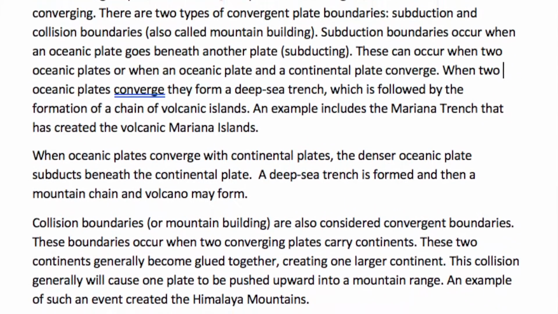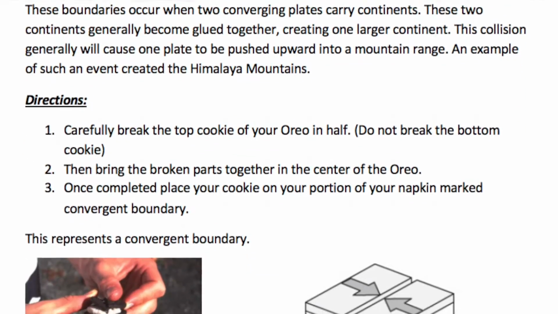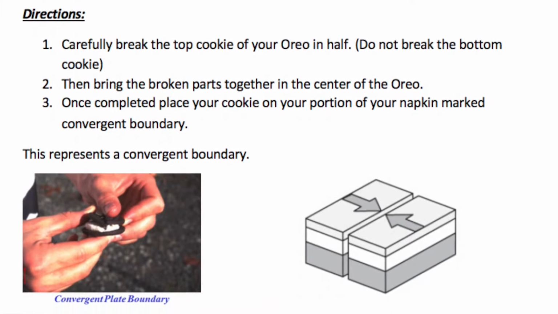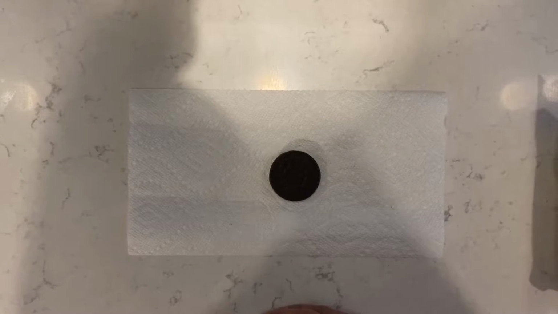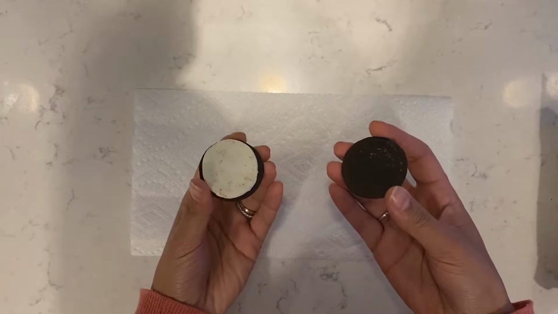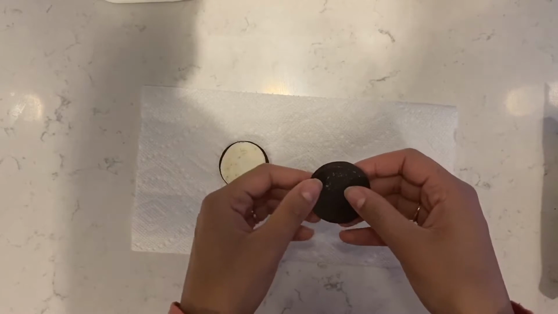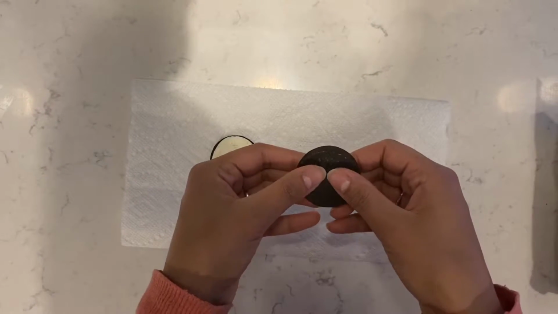Our second lab demonstration is looking at convergent boundaries. So we're going to follow the directions on page 2. It says, carefully break the top of the cookie in half. So what you're going to do is you're going to take this out. Do not break the bottom of the cookie. Then you're going to take this part and you're going to split it in half.